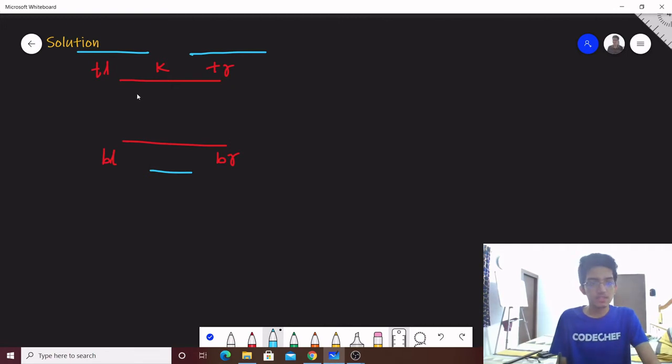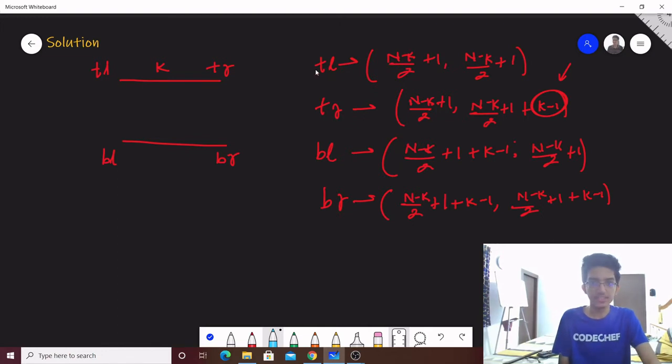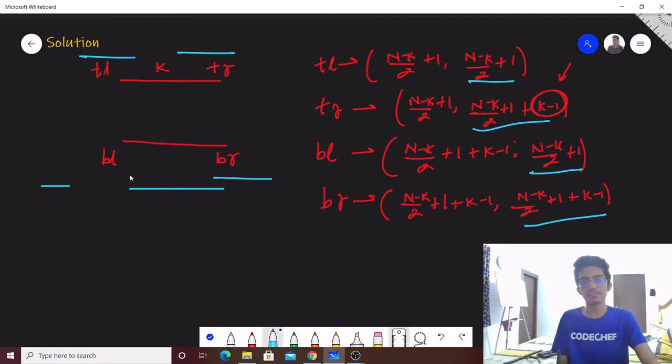Notice one thing, that for top left and bottom left, the second argument is same, and for top right and bottom right, again the second argument is same. So let's say the snakes are lying like this. This should be a straight line. Okay, like this, and this. So we want snakes that cover this region.